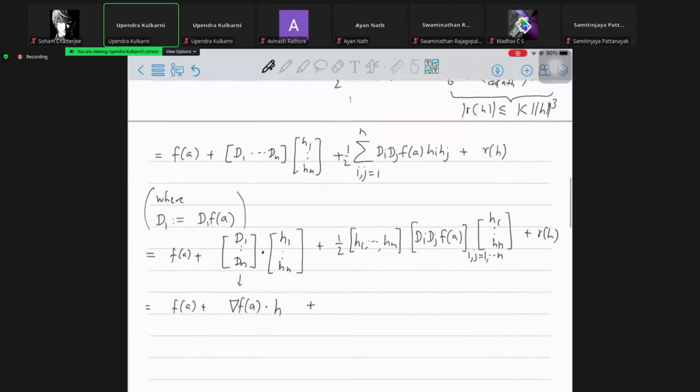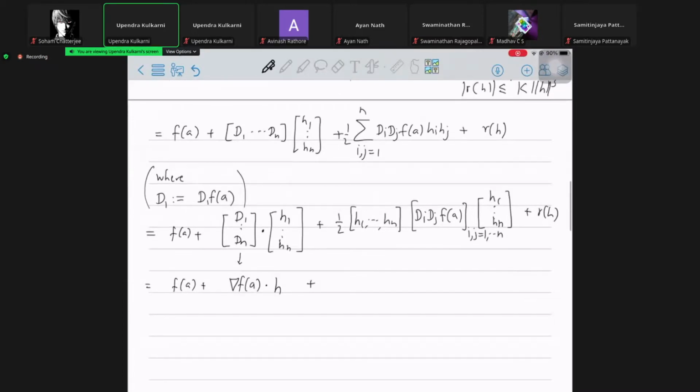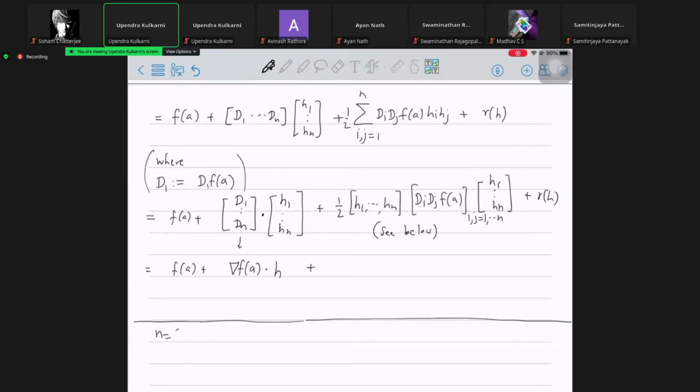So where does this come from? Let's write this. Let's just do this separately, in the case of n equal to 3. So what do we have? We have h1, h2, h3.